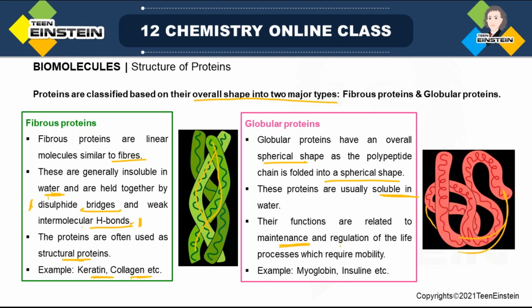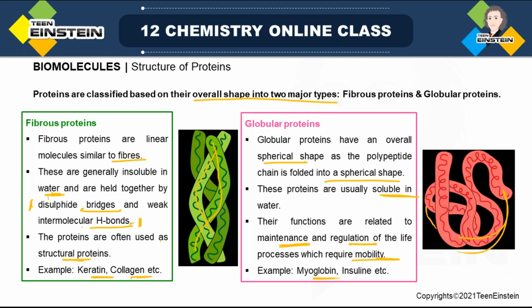Their functions are maintenance and regulation of the life processes, and this requires mobility. And when it is about mobility, obviously water solubility is important, because mostly the reactions inside our body, that is in vivo, occur in aqueous medium. So if it is not water soluble, how will it be mobile? These are the examples. But when it is structural protein, mobility is not required. If mobility is present, there will be a problem. That is why it is water insoluble, but globular protein is water soluble. So these are some important differences between fibrous protein and globular protein.